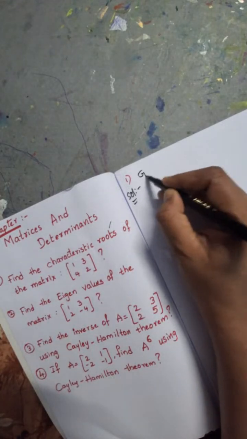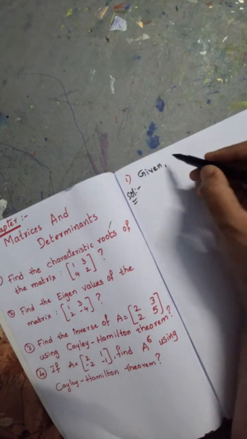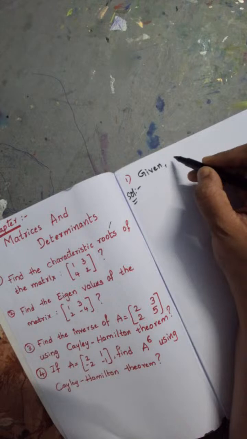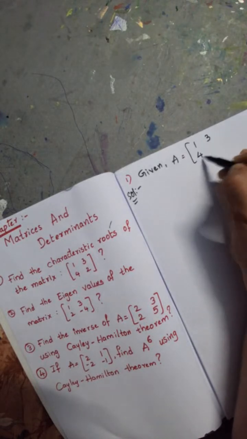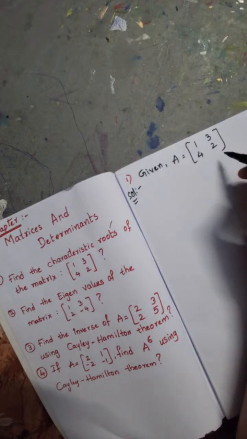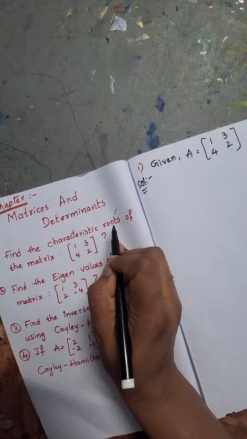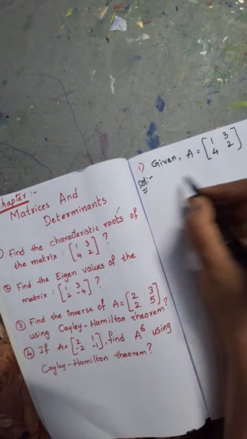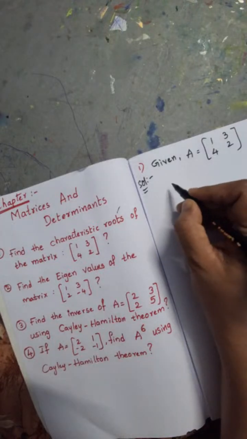First, the given matrix we have to write. Very important for exams, so please watch carefully. The given matrix I am taking as A, that is 1 3 4 2. What is asked in the question? Find the characteristic roots. How to find the characteristic roots? What is the characteristic equation?